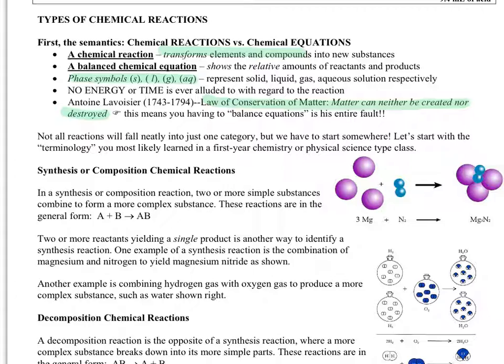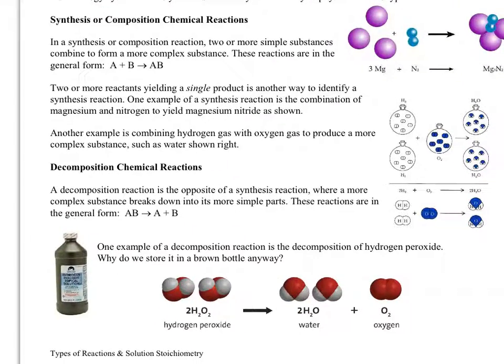The first is synthesis. A synthesis reaction, or composition reaction, is when I have two or more simpler substances and they chemically combine to form a more complex substance. So in my little video, it was Fred plus Wilma go to the dance and they leave as a couple. General form, A plus B yields AB.